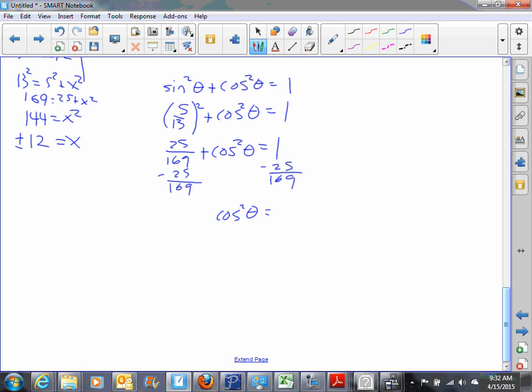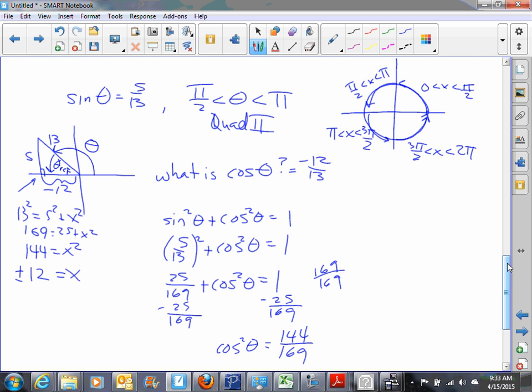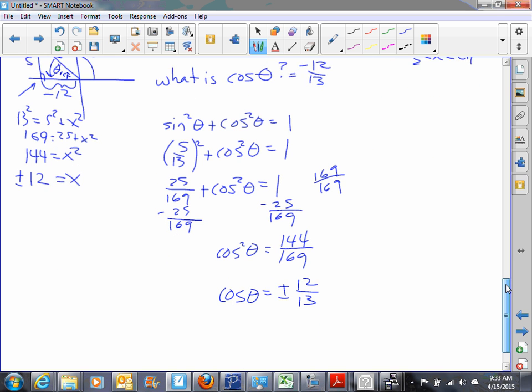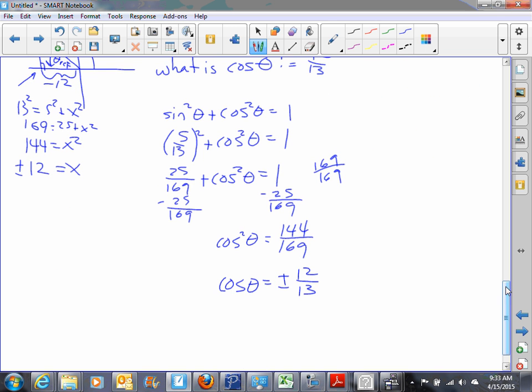1 is the same thing as 169 over 169, and when we're subtracting 25 over 169 from 169 over 169, we get the same denominator, 169, and the numerator is 169 minus 25, which is 144. Now, when we take the square root of both sides, we have cosine of theta is equal to plus or minus 12/13. Since they told us theta was in the second quadrant, remember, the cosine is related to x, so in the second quadrant, it would be negative. And so we say the cosine of theta is equal to negative 12/13.